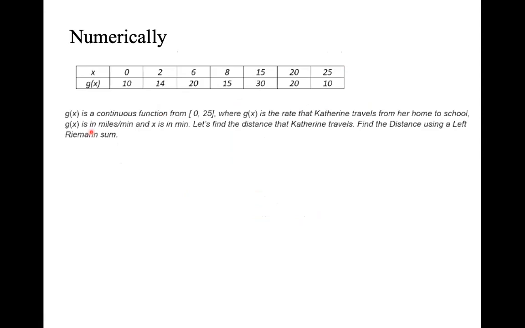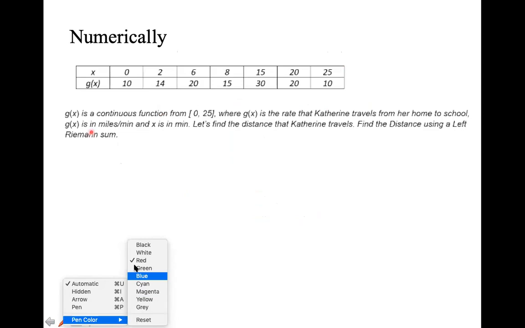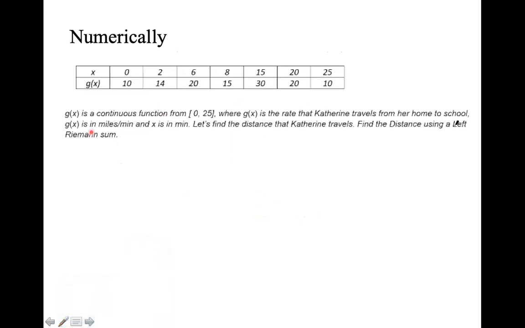All right, we're going to find the distance, and it says here, let me grab my pen, that we are going to do this using a left Riemann sum. So we need to know what our width is, and this is a little different when they give you a table. We don't have to look at the graph. We don't have to look at the b minus a divided by n.